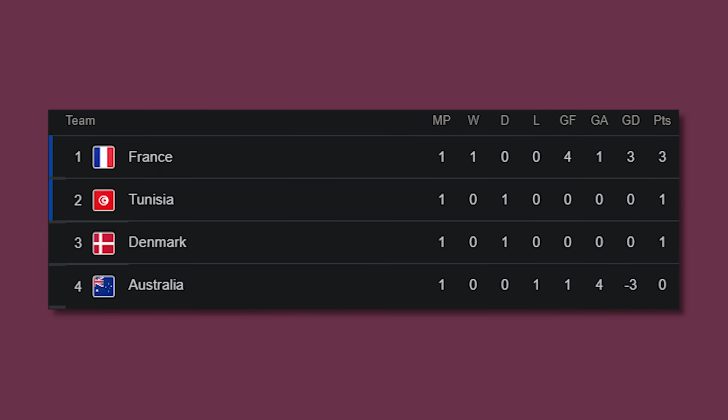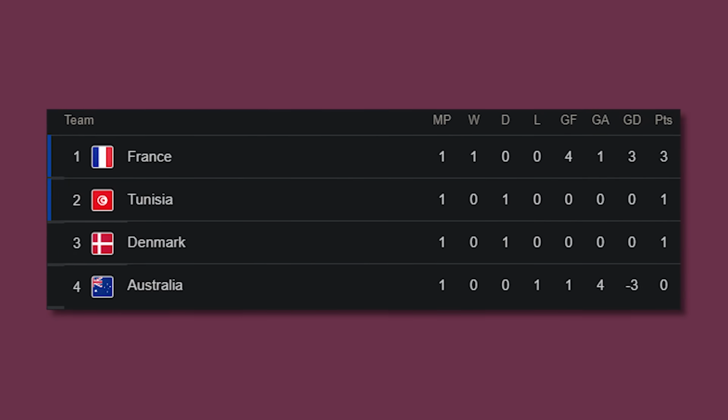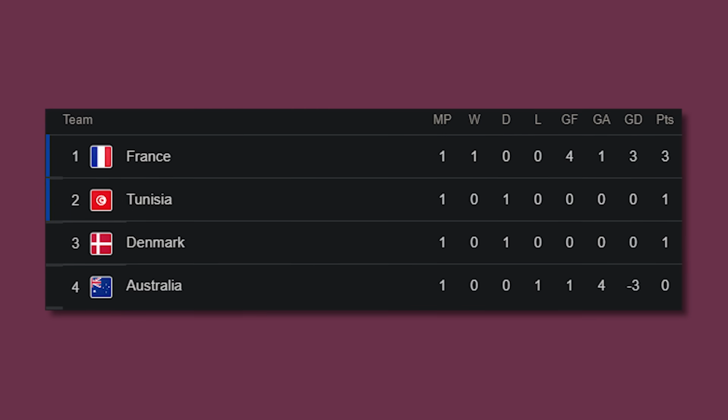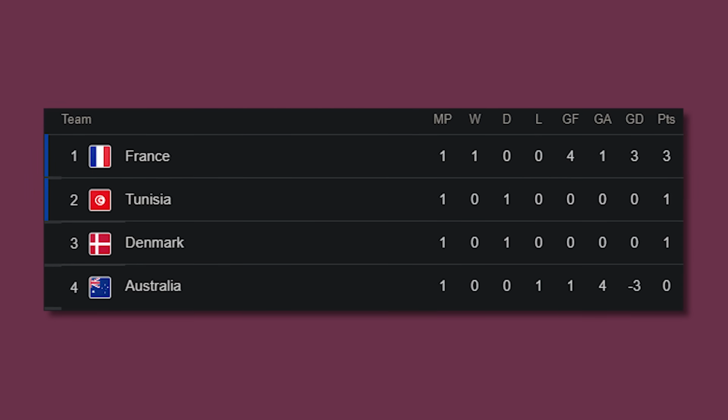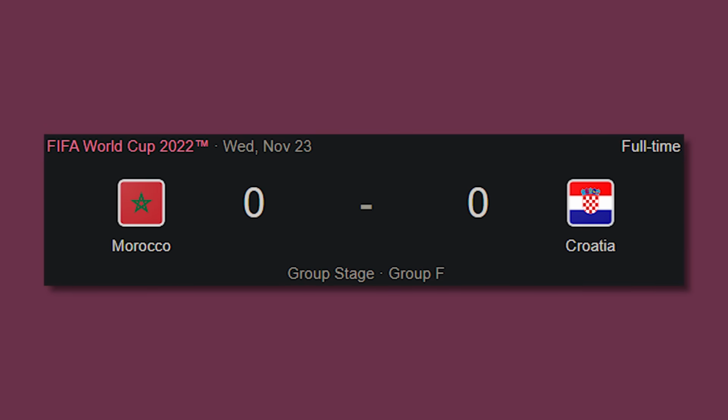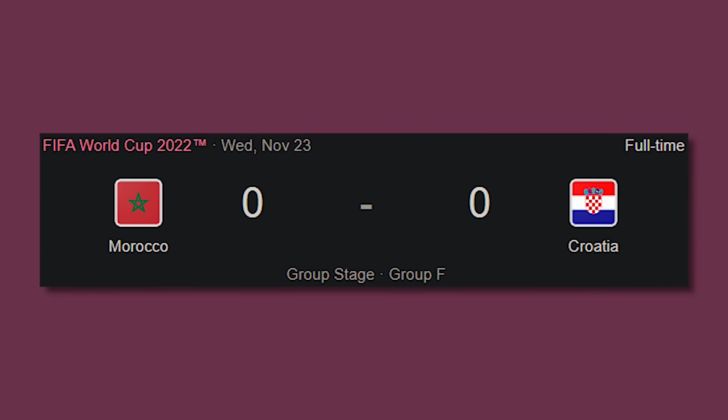Group D has your reigning champions still atop. Tunisia and Denmark are 2 points behind them. Denmark play France next, while Tunisia play the Socceroos. On day 4, we kicked off with Morocco vs Croatia in Group F. Both teams had their opportunities, but in the end, the game ended 0-0.